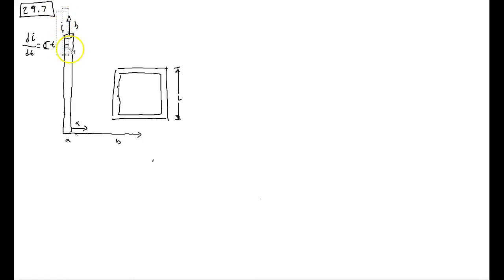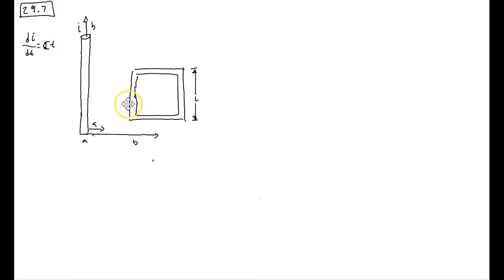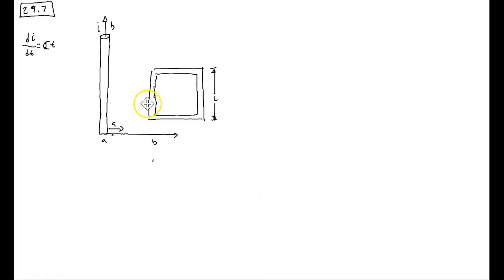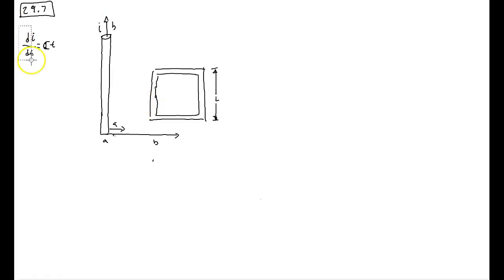Oh, wait. No, dI/dt is not increasing. I is increasing, right? So current I is equal to C times t. So dI/dt is just some constant. That's what it's saying.